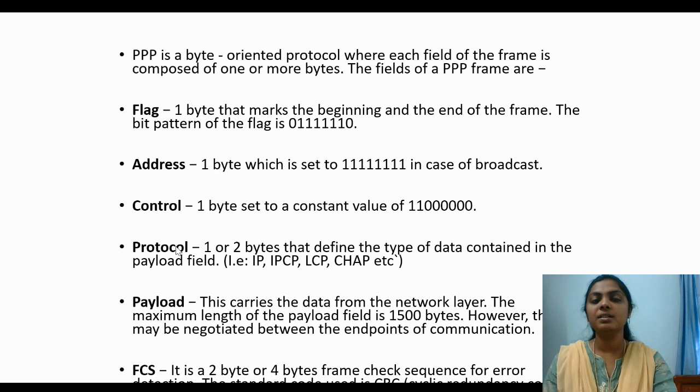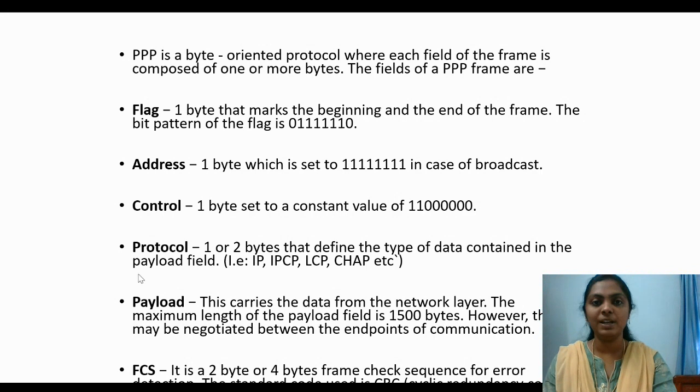And then coming to the protocol field, we know that PPP supports multiple network layer protocols. So for the indication of that, the protocol field will be helpful. It is a one or two byte value that defines the type of the data which is contained in the payload field. Examples of the protocol include IP, IPCP, LCP, CHAP, etc.